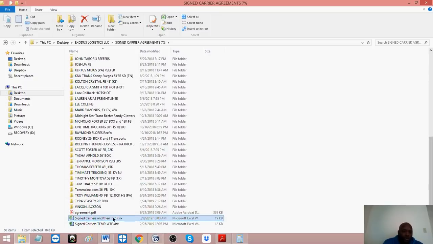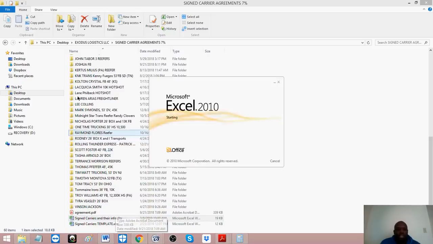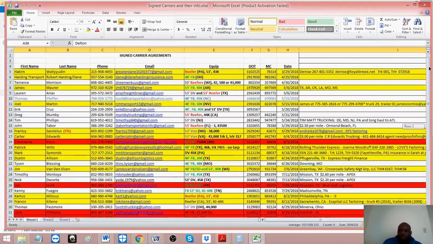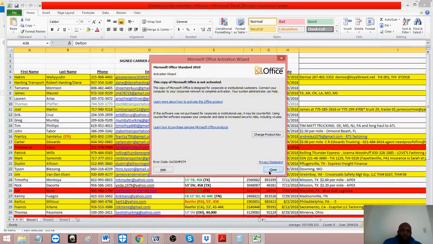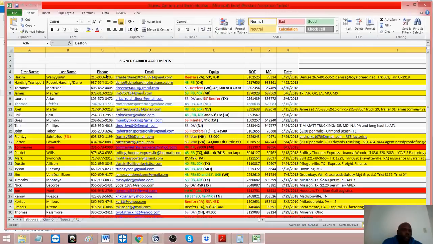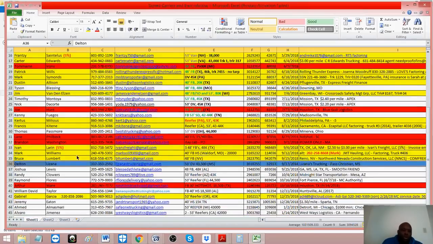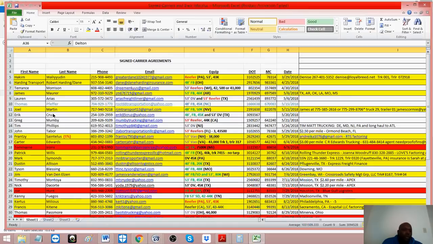And I got a color-coded spreadsheet of all these carriers, with first and last name, phone numbers, email, equipment type, DOT, MC, date, and any special notes. And they're color-coded. So the yellow ones are the ones who I move loads for on a regular basis. The red ones are hot shots. The white ones are ones who call me for spot loads every now and then.